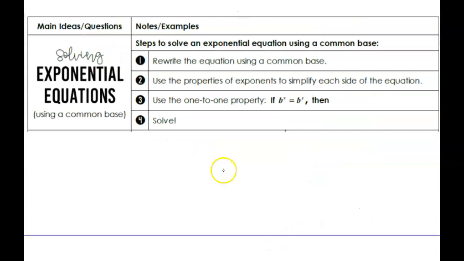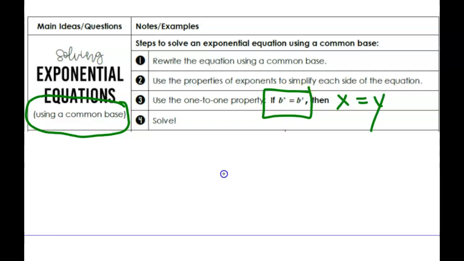There's one more kind we have not done very many of, and that is when they can be written as a common base and solved exactly. This is on the next page. It says if you can rewrite equations to use a common base, and then use the properties to simplify, and once you have the same base, you can set the exponents equal, okay? This would say then x equals y. Is that filled in on yours or not?